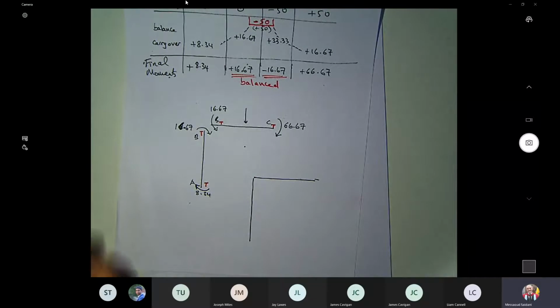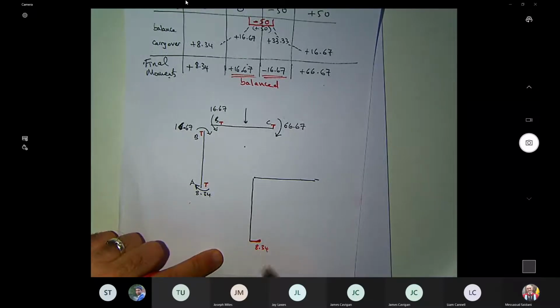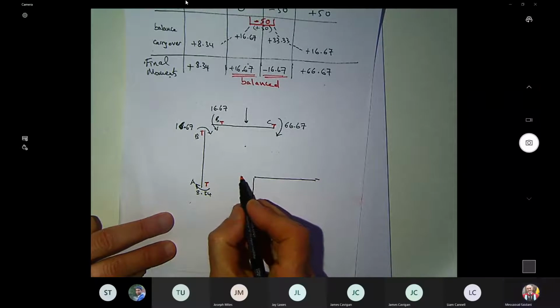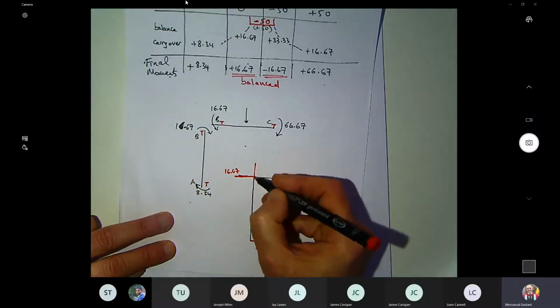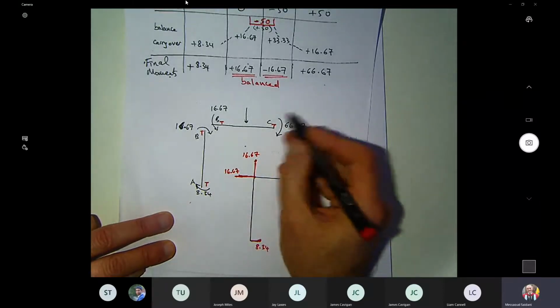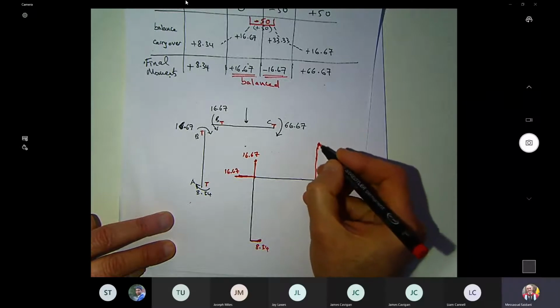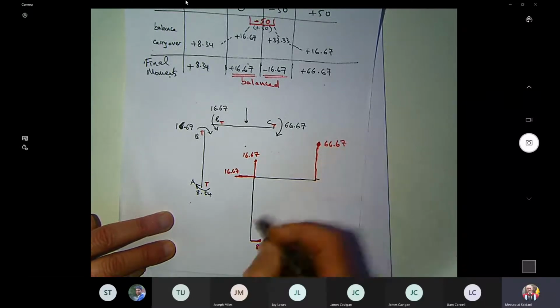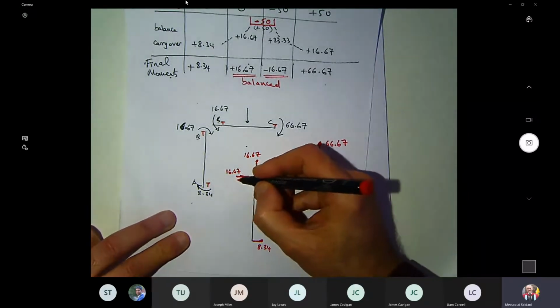So we have 8.34 on this side, and 16.67 on this side. At the top there we have 16.67, and at the top here we have, I'm not drawing to scale, 66.67. And don't forget, as I said, that we have a point load there, so now you join the points together.